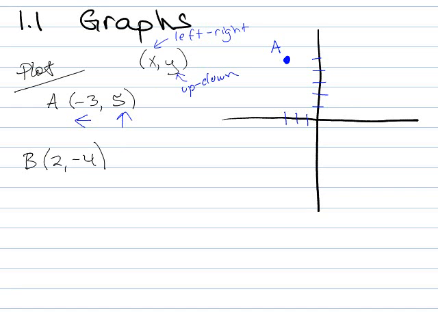So this is (2, -4). I'm going to go 2 to the right and 4 down. So 2 to the right, 1, 2, 4 down, 1, 2, 3, 4. And then that's going to be B.